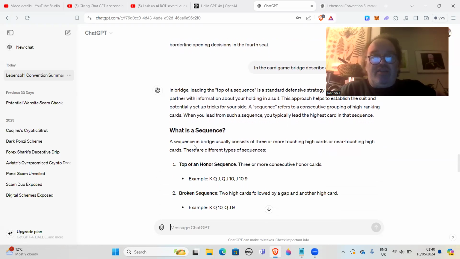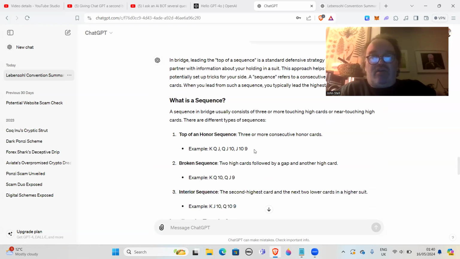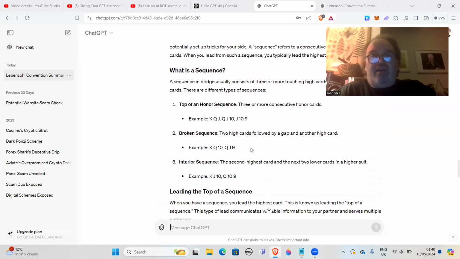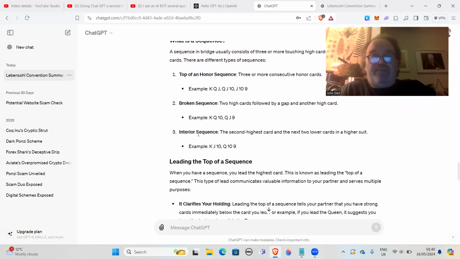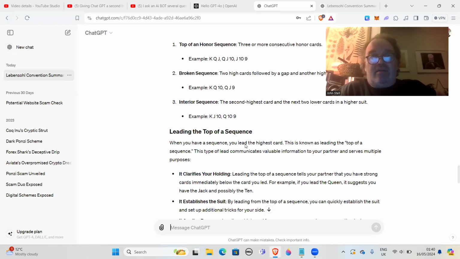What is a sequence? A sequence in bridge usually consists of 3 or more touching high cards or near touching high cards. Yep, there are different types of sequences. Top of an honor sequence, 3 or more consecutive honor cards. Example, King, Queen, Jack, 10, Jack, 10, 9. Yep. Broken sequence, 2 high cards followed by a gap, another high card. So a broken sequence, King, Queen, 10, Queen, Jack, 9. Interior sequence, the second highest card and the next 2 lower cards. King, Jack, 10, Queen, 10, 9. Beautiful.